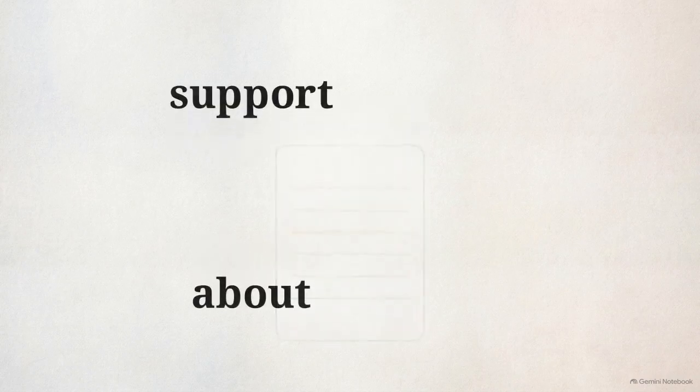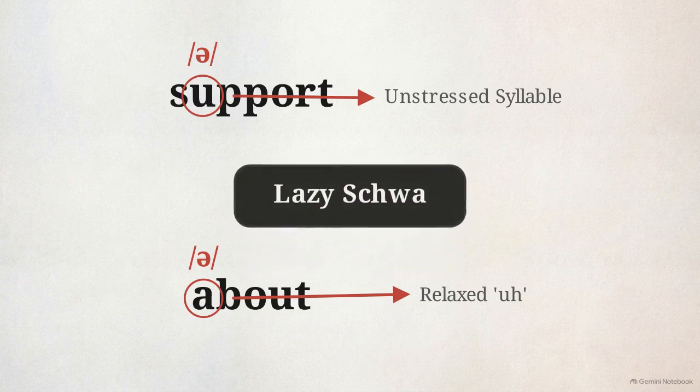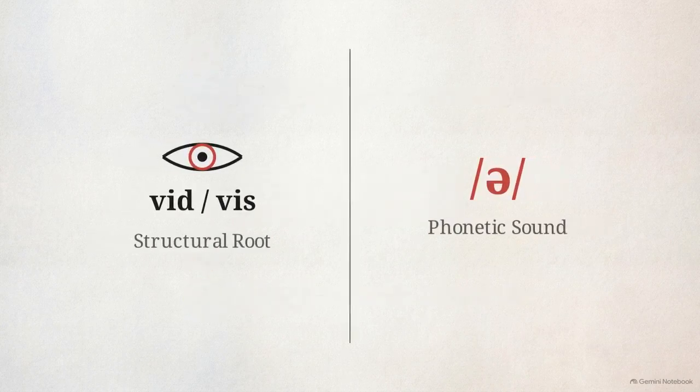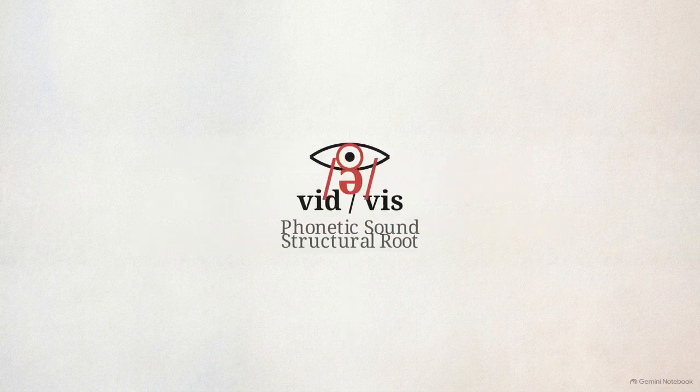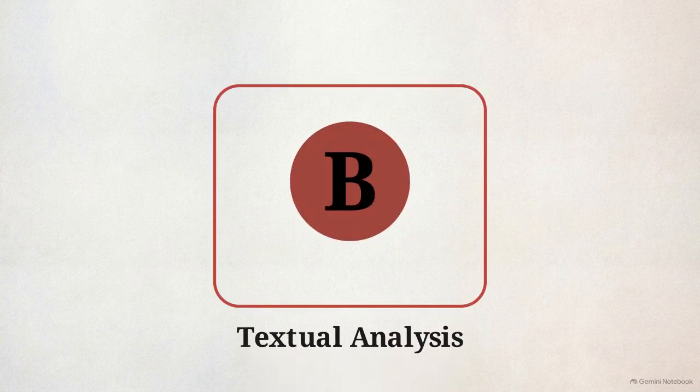This requires understanding how to actually pronounce these specific academic words. Notice the phonetic schwa symbol next to the u in support and the a in about. While the letters on the page are different, these unstressed syllables naturally default to a relaxed sound. Mastering this lazy schwa helps you recognize and use these words fluently. Combining deep structural roots with accurate phonetic pronunciation builds the confidence required to articulate a strong, clear textual analysis.